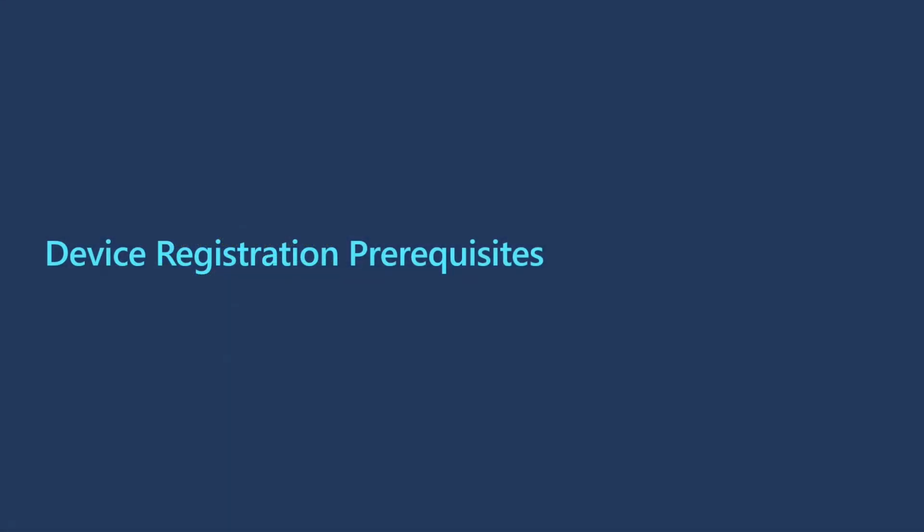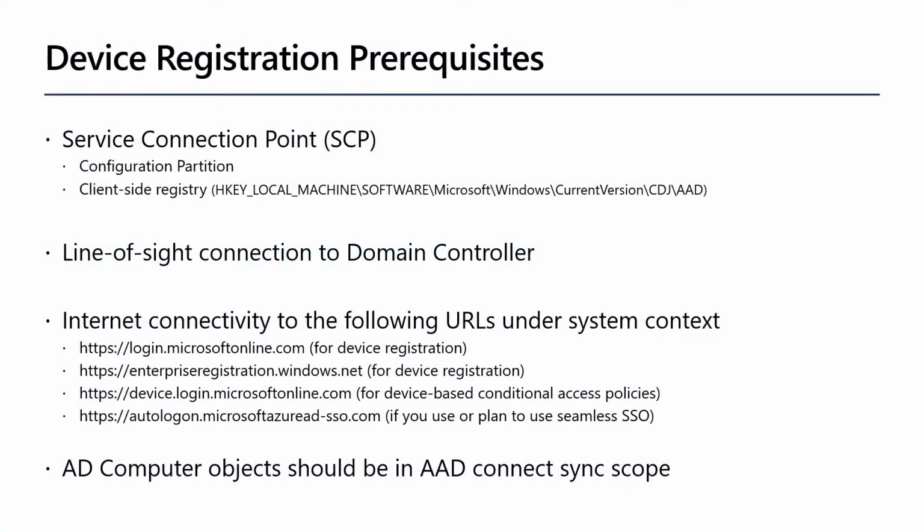Now let's go through device registration prerequisites. To register devices to Azure Active Directory, the service connection point should be created, whether under the configuration partition, just like we did, or using client-side registry. Also, devices should have line-of-sight connection to domain controllers, and they should have connectivity to the following endpoints under system context, and this is for current devices like Windows 10 and above and Windows Server 2016 and above. Also, local Active Directory computer objects should be in sync scope for AD Connect.